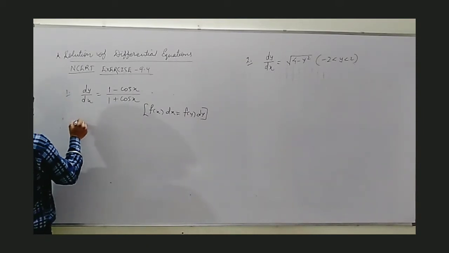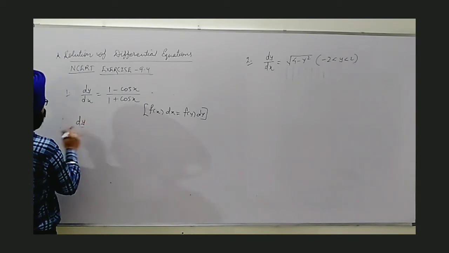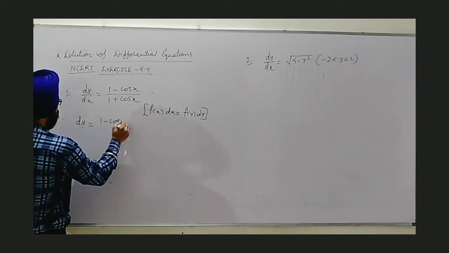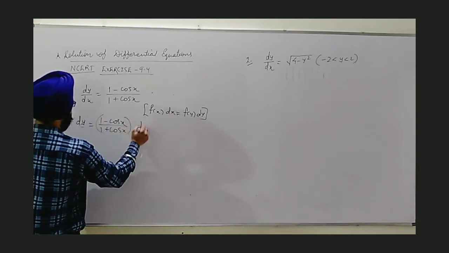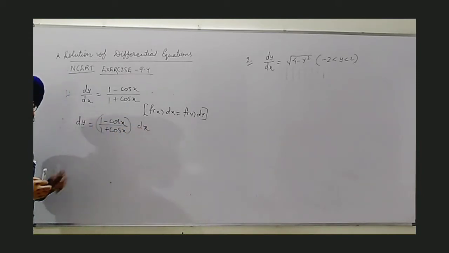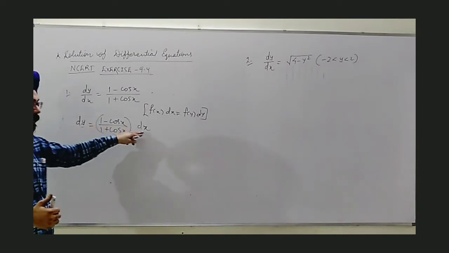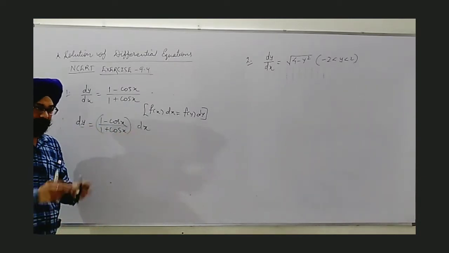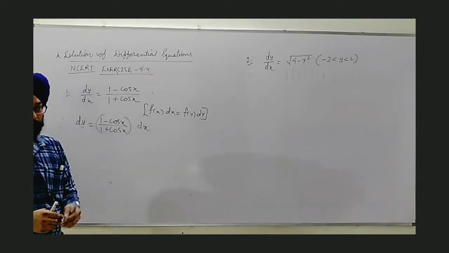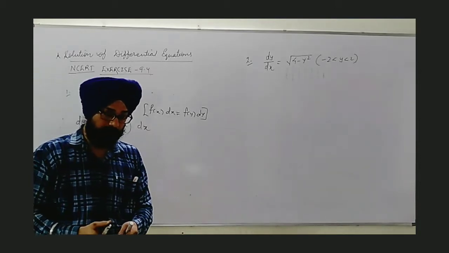So cross multiplying, I can write the function as 1 minus cos x upon 1 plus cos x dx. Or in simple language, I say that dy and dx should not be written in the denominator. They must always be in multiplication. One should be chosen for dy and the other for dx.